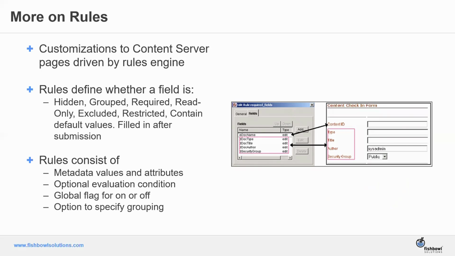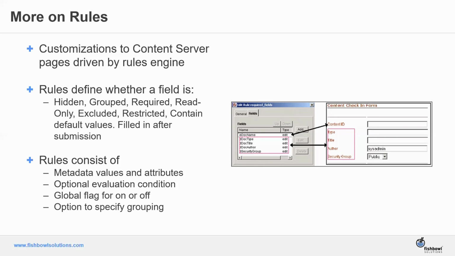You can customize the content servers and pages to be driven by the rules engine. Rules define whether a field is hidden, grouped, required, or excluded, or any kind of configuration you want to put on that field. Then when it shows up on the page, by definition, it reacts and behaves that way. Many times when you hide fields, for example, those are things you might want to use to derive other values. I'll show you where you can put some script in there to drive that hidden value to drive some other behavior.